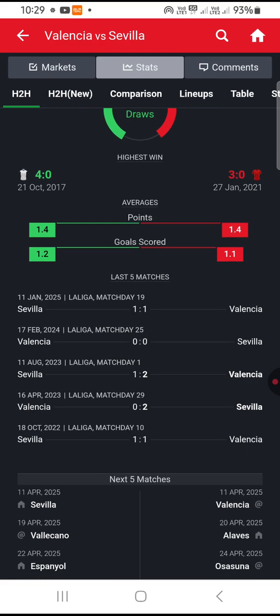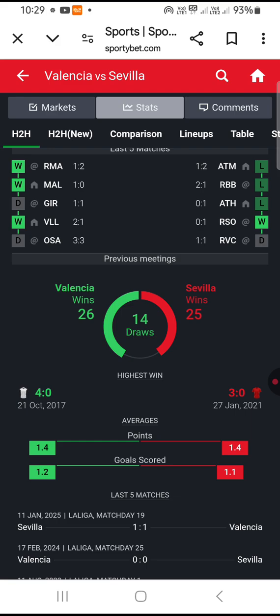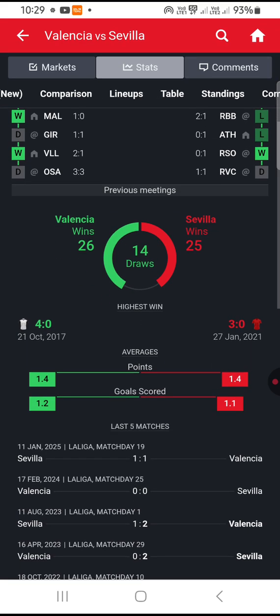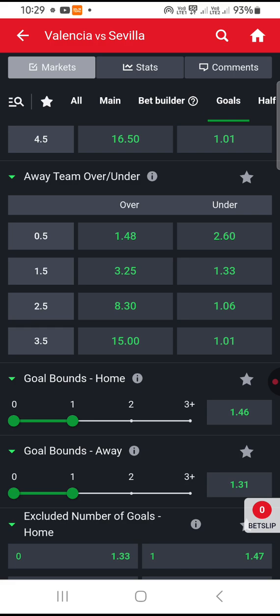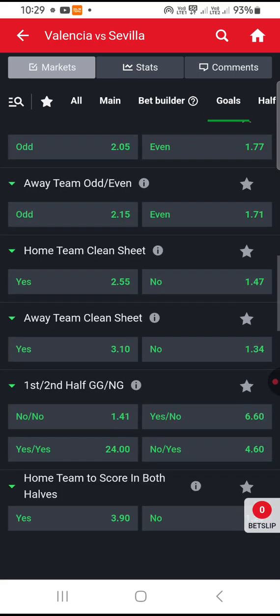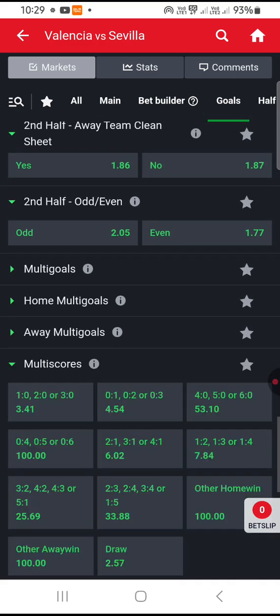The pattern is, how do these two teams always play? Understand? How do they always play? If you look at it, the last games were 1-1, 0-0. Valencia 2-1, Sevilla played them 2-0 and 1-1. This is another pattern. The pattern here is that it is a low score, a low game. So what you have to do is to be in a low game.